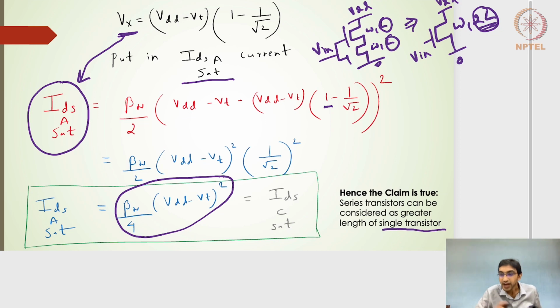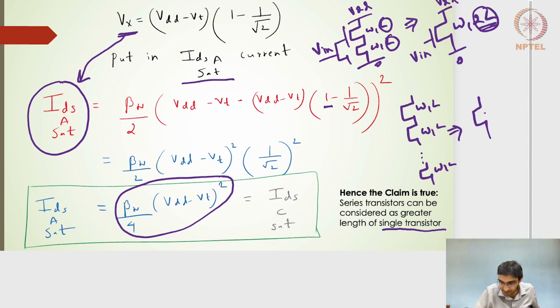In fact, what we can actually do is, if I have two transistors, where one transistor has a length of L and the other transistor has a length of 2L, the equivalent transistor can be considered as W, 3L. And one more generalization we can make is, if I have n such transistors with W, L, W, L, W, L, I can simplify this into a single transistor of W, NL.